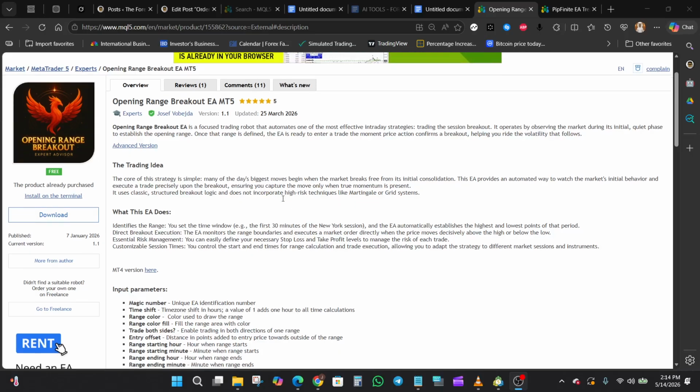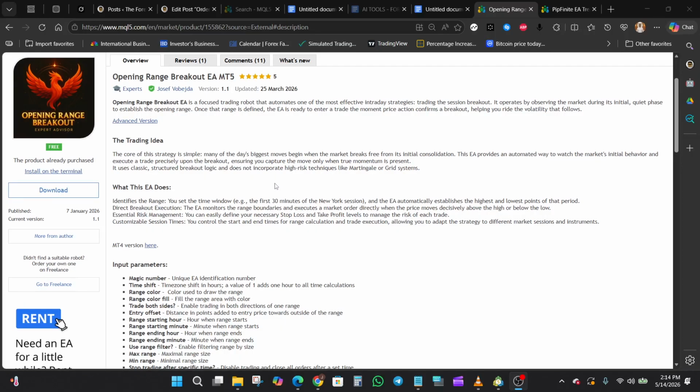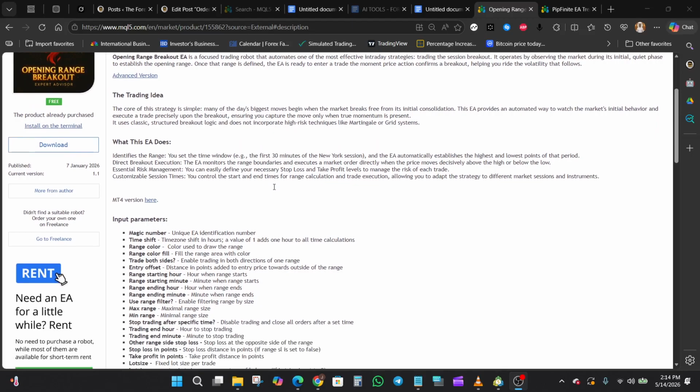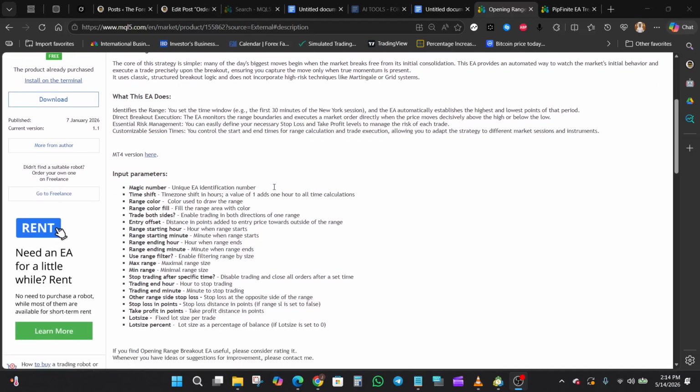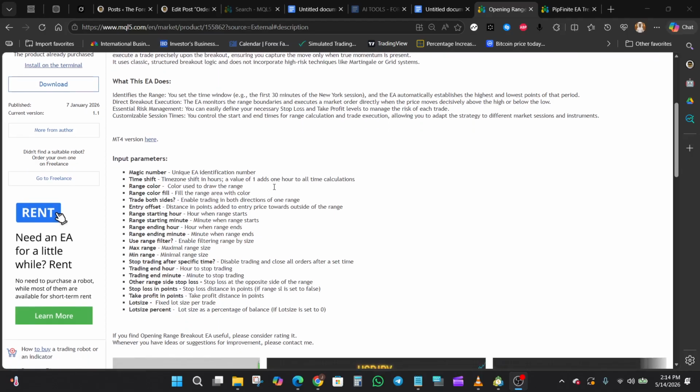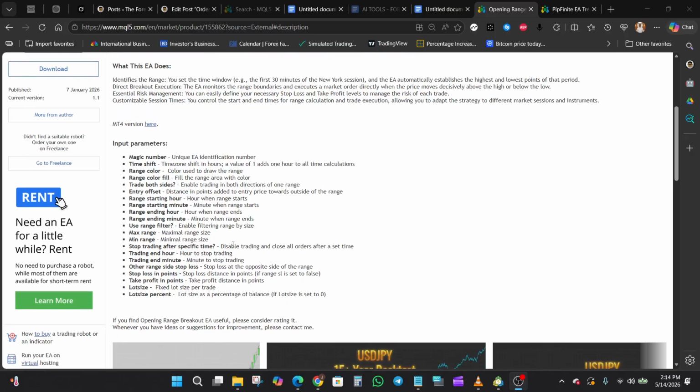Now, moving further into the setup and features section, one thing I like here is the level of session customization available. You can manually define the range starting and ending times, which means the EA can be adapted to different trading sessions depending on the instrument or market behavior you want to focus on. There's also an entry offset parameter which adjusts the breakout entry distance outside the range. That can influence how aggressively or conservatively breakout confirmations are handled before a position is opened.